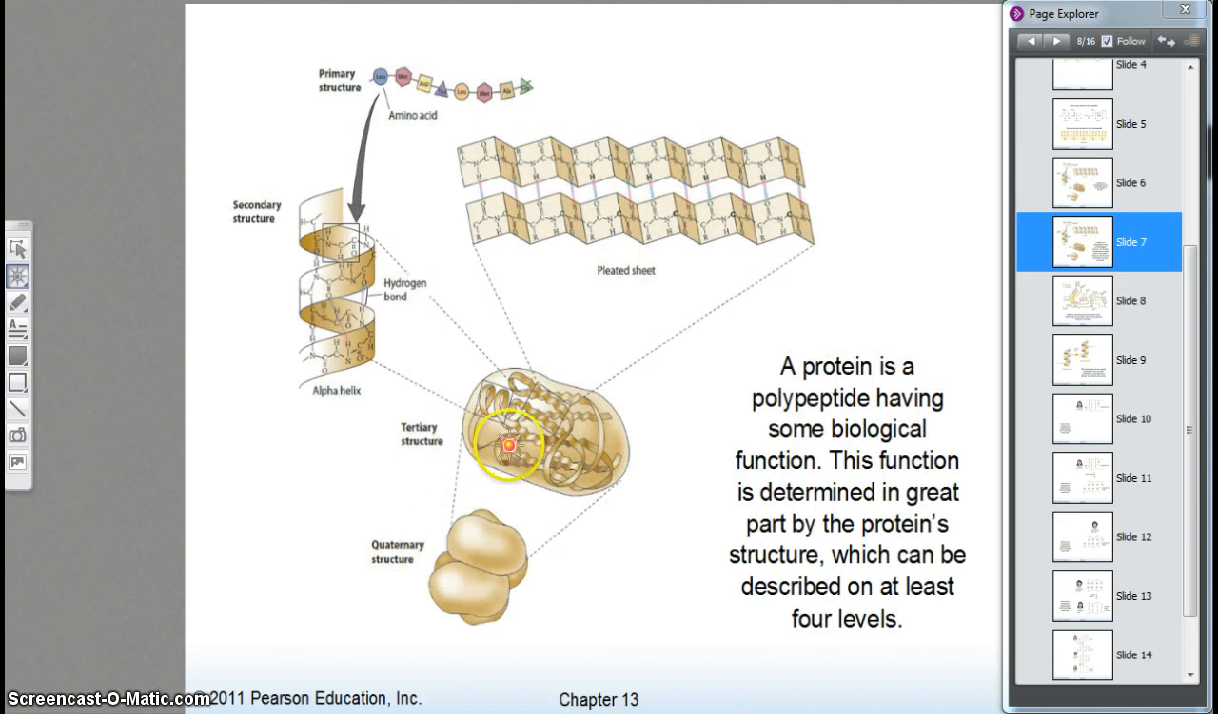And I think you can see that in this picture. So you can see how we've got the coil here, but we've got the pleats there. So it can vary from one part of the chain to another, depending on what amino acids are linked together in that part of the chain.